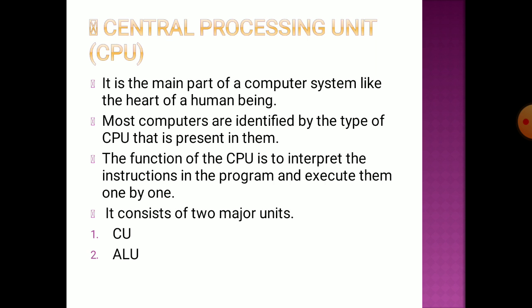We process all your tasks, which means we perform all the operations that have been instructed by the user, the human being. For that reason, the CPU is also called the brain of the computer. Sometimes it is also called the heart, because it is the main part of your computer system, like the heart of a human being.